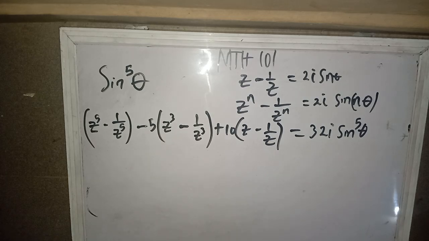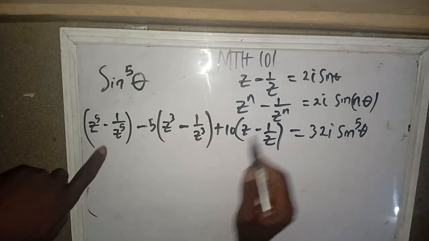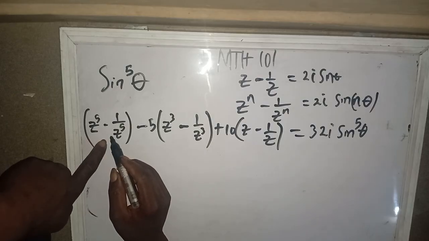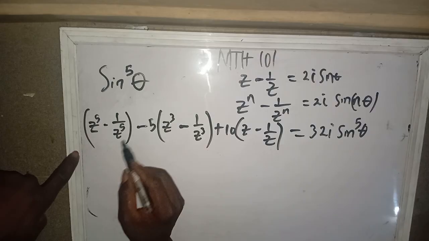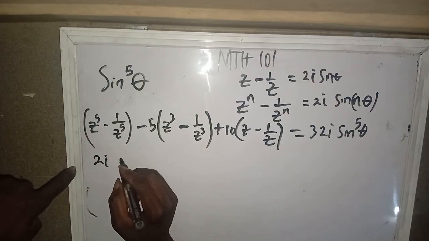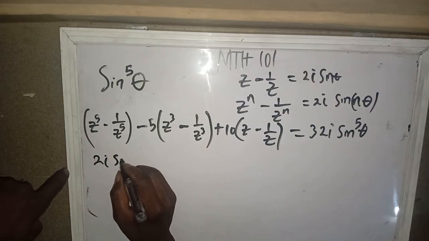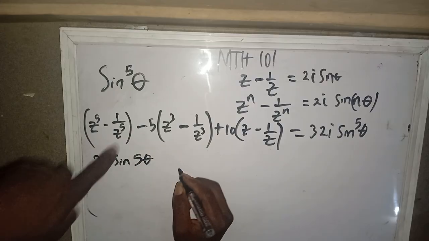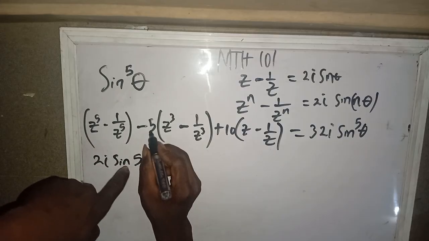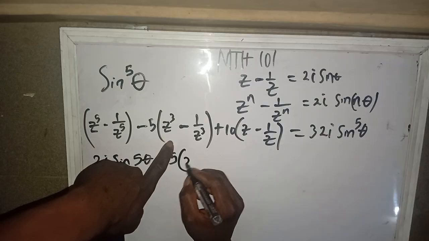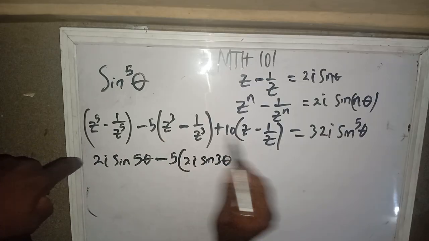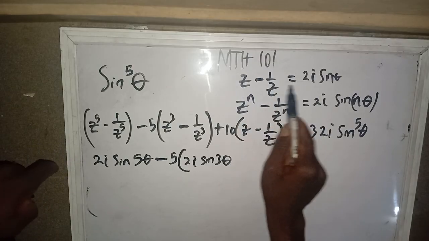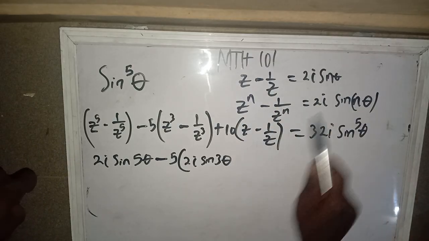No, we have plus there before. So using De Moivre's theorem, let's see. If our n is 5, look at it. So this guy will change to 2i sine 5 theta minus 5, multiplied by this one, will change to 2i sine 3 theta. See, these are z minus 1 over z that we showed initially, 2i sine theta.